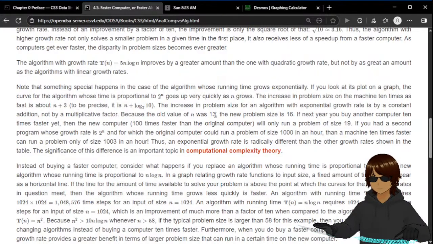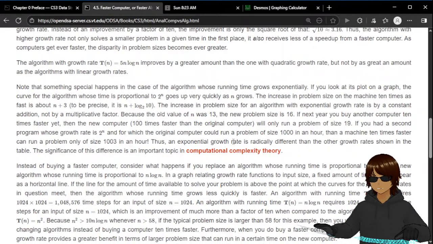Because the old value of n was 13, the new problem size is 16. If next year you buy another computer 10 times faster yet, then the new computer will only run a problem of size 19. If you had a second program whose growth rate is 2 to the power of n, and for which the original computer could run a problem size 1000 in an hour, then a machine 10 times faster can run a problem only of size 1003 in an hour.